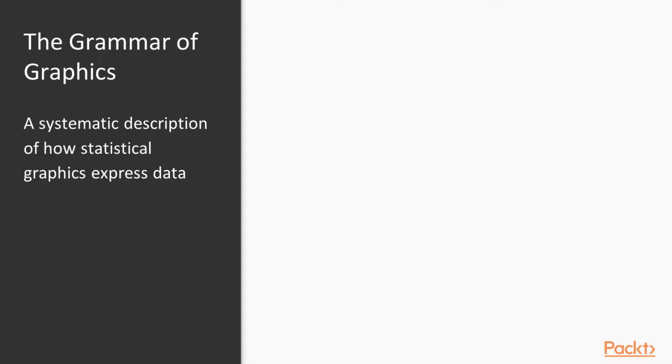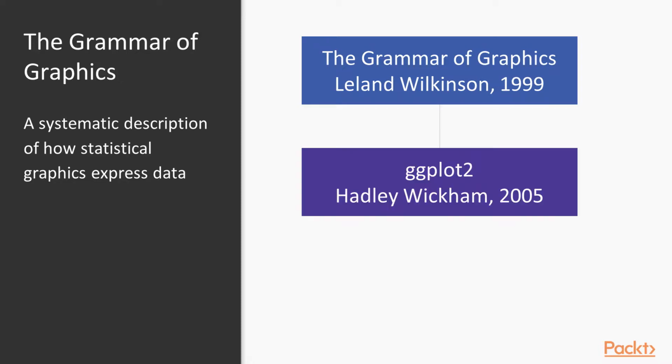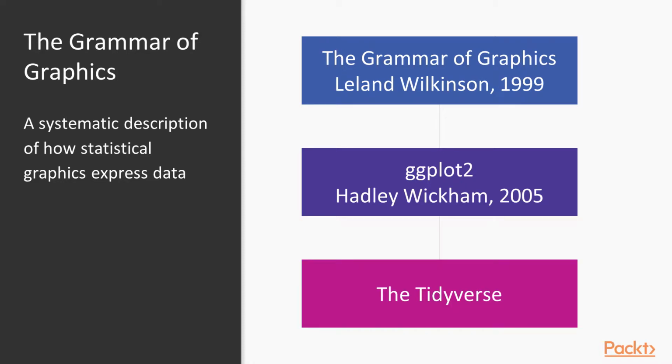The grammar of graphics is a systematic description of how statistical graphics, such as pie charts or scatter plots or box plots, express the underlying data. The concept originates with a book published by the statistician Leland Wilkinson in 1999 and was implemented in the ggplot2 R package by Hadley Wickham in 2005. ggplot2 is among the most popular and widely used R packages in existence, and is now a core part of the tidyverse of packages you learned about in the previous section.